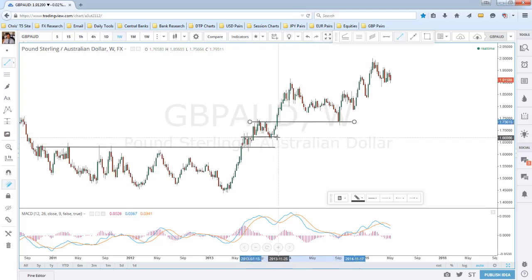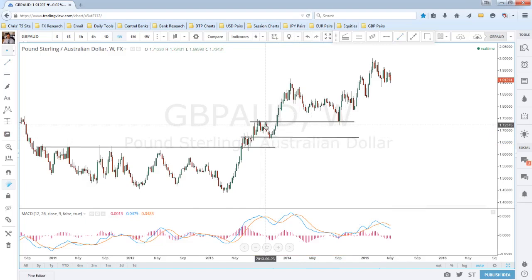This level right here is actually what we call a shelf. It's a level of consolidation. Once we break it, we look for that level to potentially hold for support. You could place a stop loss below that low.